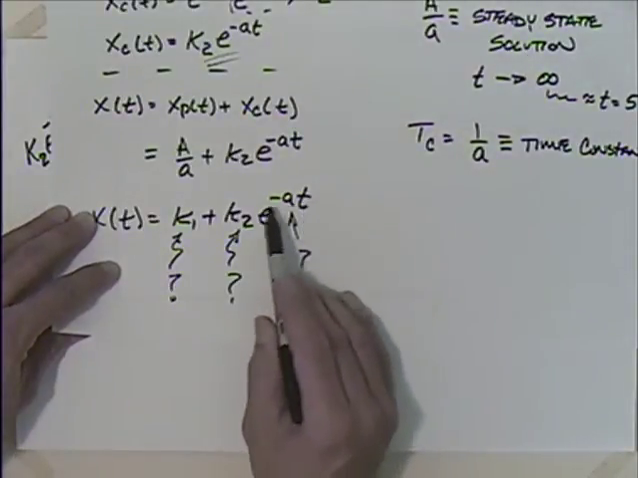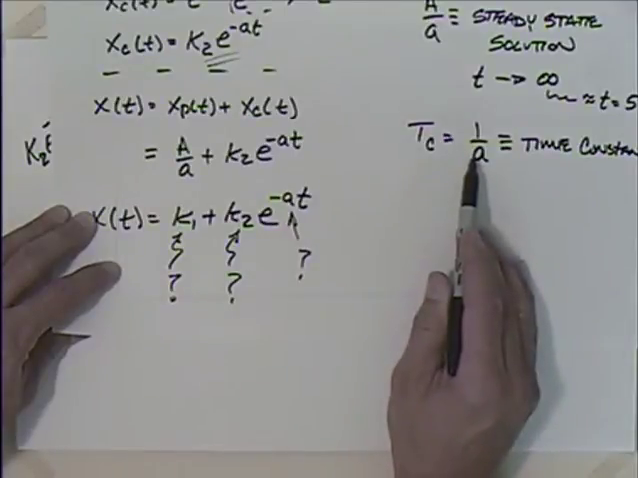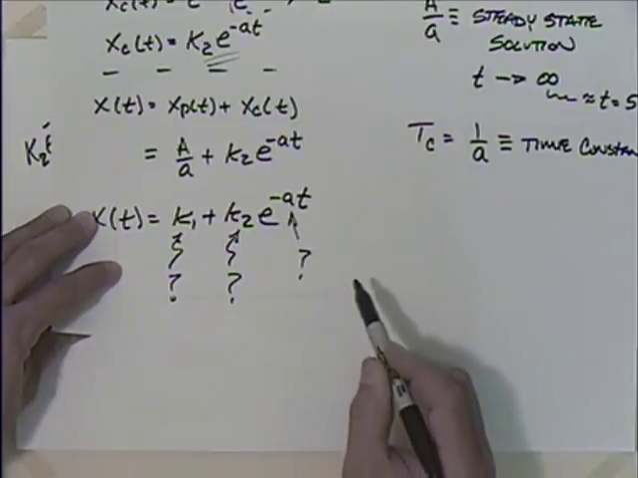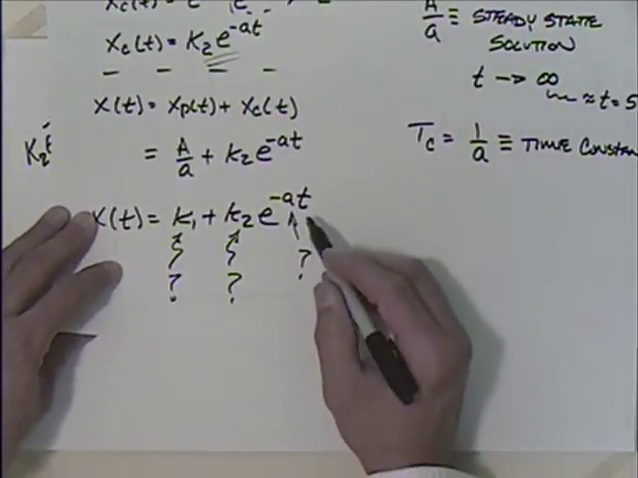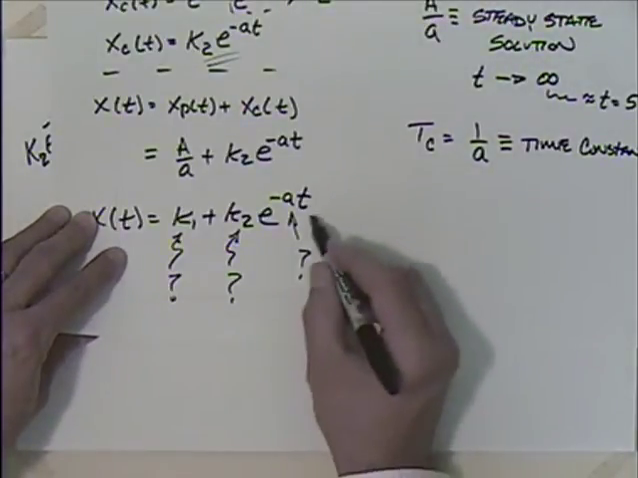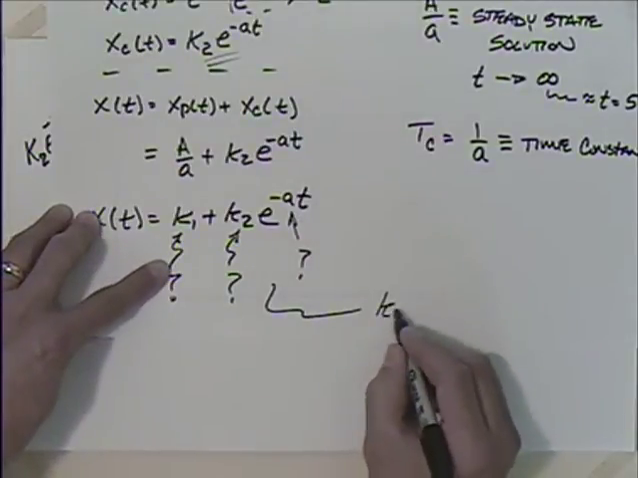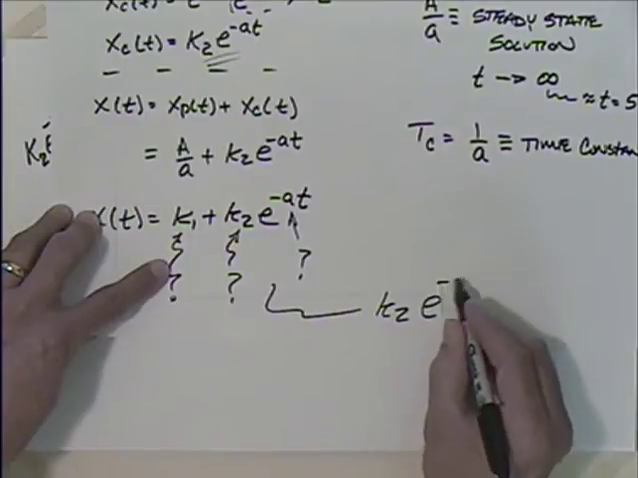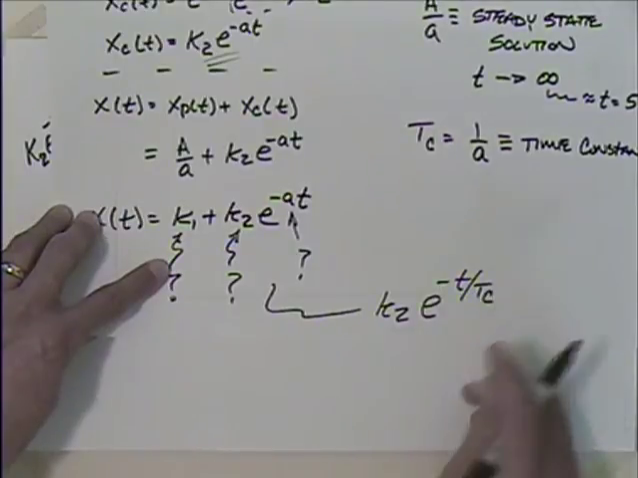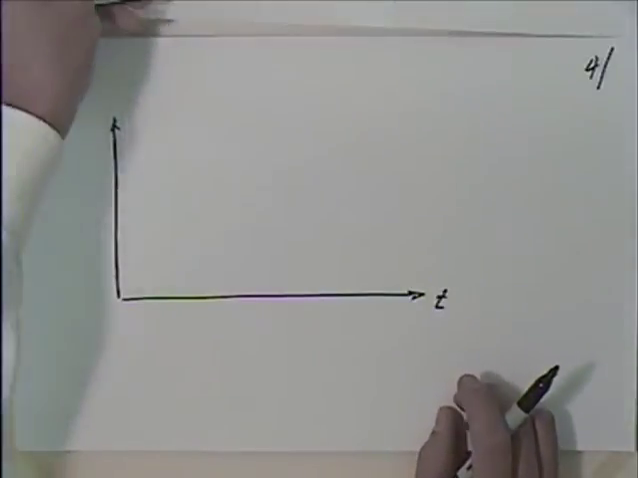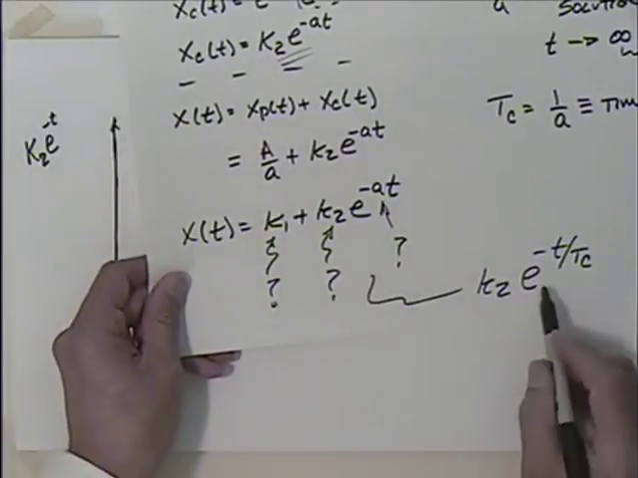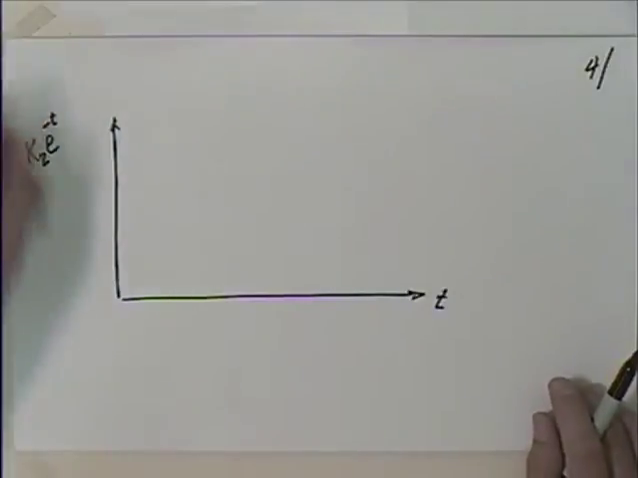Okay, so I've got minus a. Minus a was, or a is 1 over the time constant. So I have t over the time constant, right? This last term here essentially turns into K2 e to the minus t over the time constant. So let's look at graphing that one. I mean, this one's a constant, not very exciting. This one's going to be doing something. So let's see what that looks like.